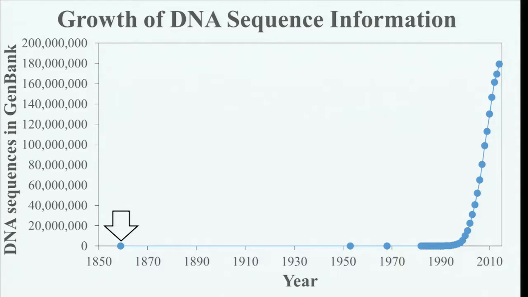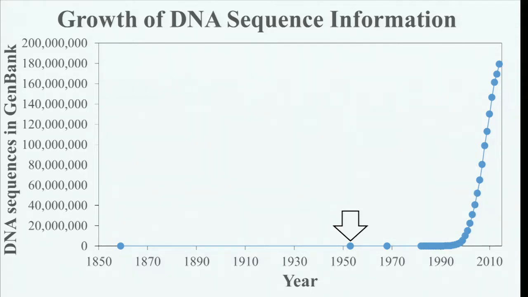Now, how much DNA did Darwin know in 1859? How many DNA sequences were known? How much genetic information was known in 1859? Zero. How much DNA information was known in 1953, nearly 100 years later? Zero. That's when the structure I just showed you was first discovered.